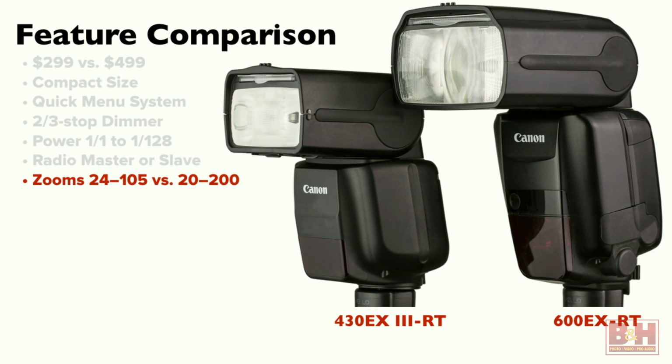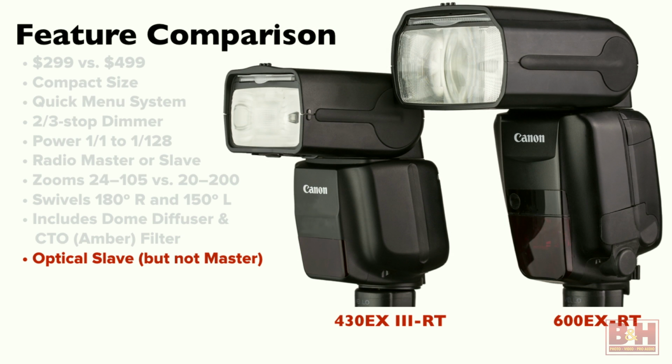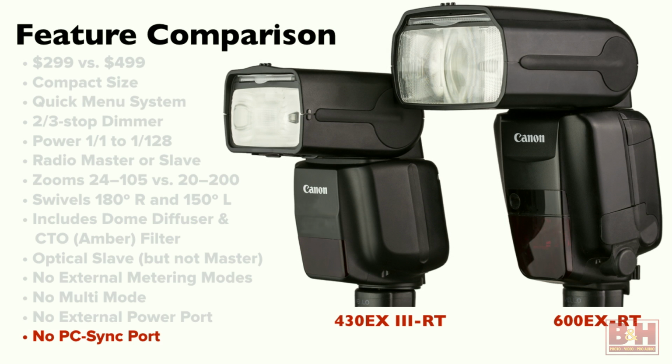It's got a little bit narrower zoom, or should I say wider zoom, it zooms to 105 versus 200. Kind of like the difference in power, not a huge deal killer. It rotates 180 degrees to the right, 150 degrees to the left. Okay, those 30 degrees way over there on my left-hand side, I'm not going to worry about that. The 600 and the 580s go 180 degrees both directions. Dome diffuser, but let's get down and look at the last one.